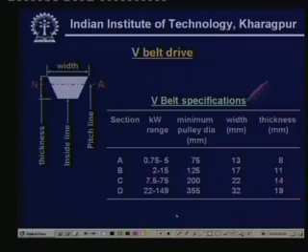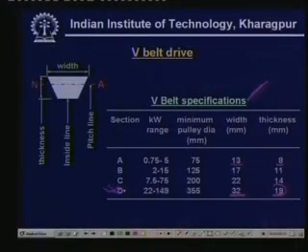Now, A section means of course a thinner cross section, I mean a smaller cross section, that you can understand. 13 is the width and 8 is the thickness in millimeter, and D on the other hand you can see 32 is the width and 19 is the thickness. So, obviously, given the material of the belts being same, the D section has got a larger power transmission capacity compared to an A section belt.